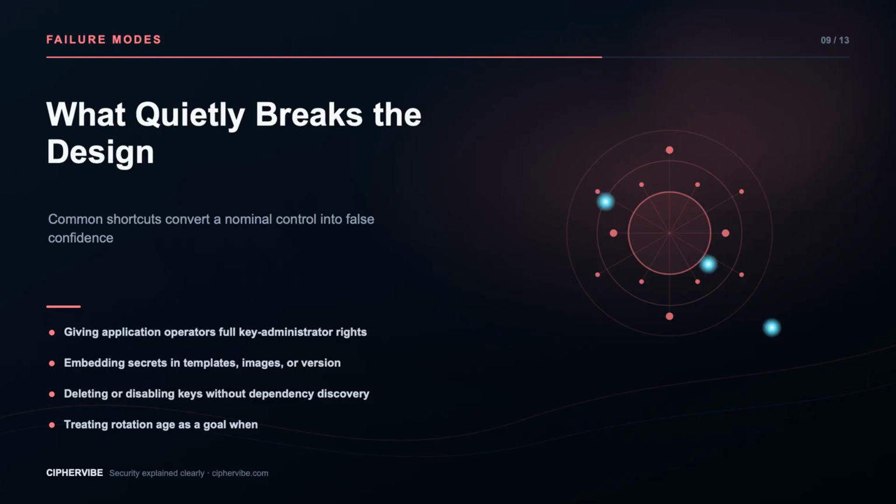Security architecture fails most often through assumptions, not dramatic movie-style attacks. First, giving application operators full key administrator rights. Second, embedding secrets in templates, images, or version control. Third, deleting or disabling keys without dependency discovery. Fourth, treating rotation age as a goal when consumers cannot actually switch safely.